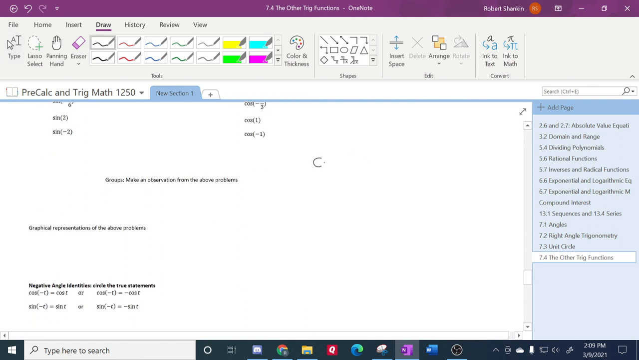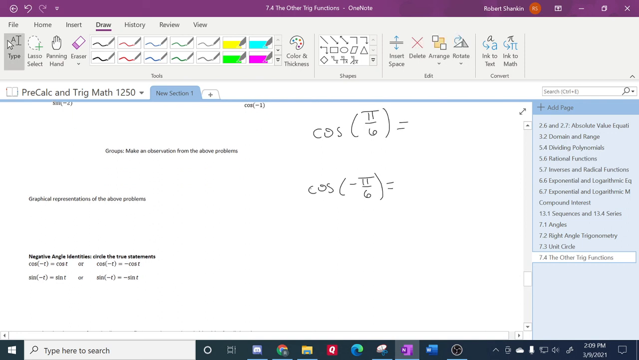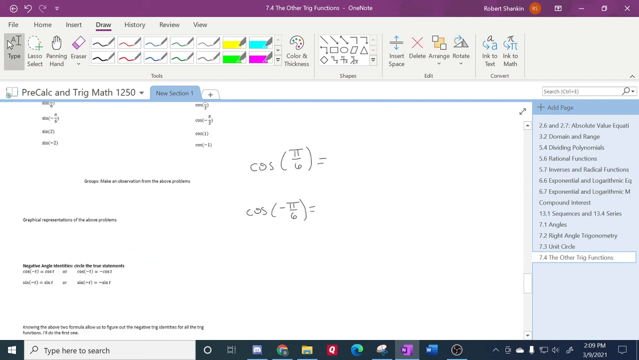If I was to find the cosine of pi over 6, and I was to find the cosine of negative pi over 6, let me give you the visual representations of those. So, here's my unit circle.